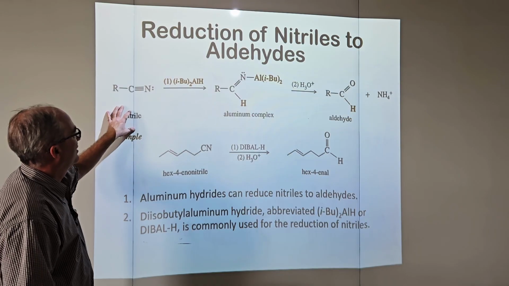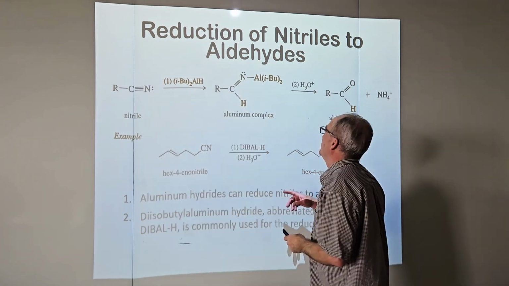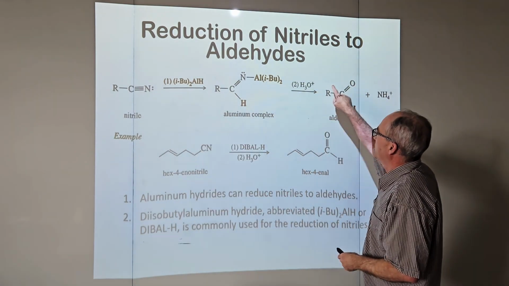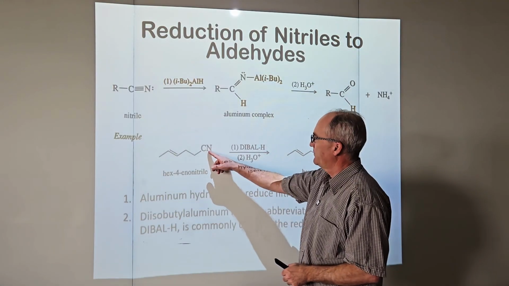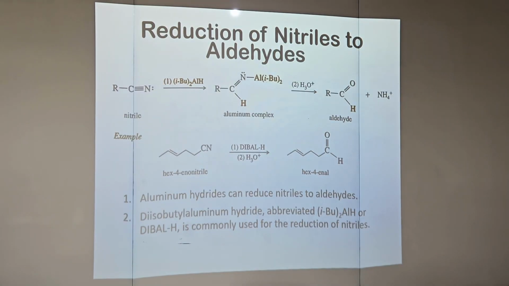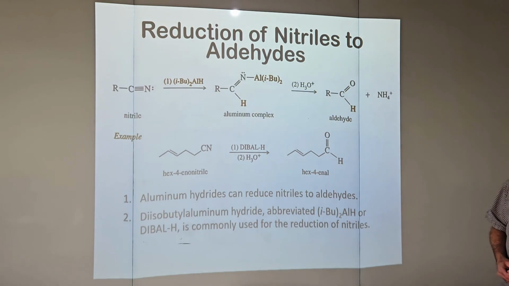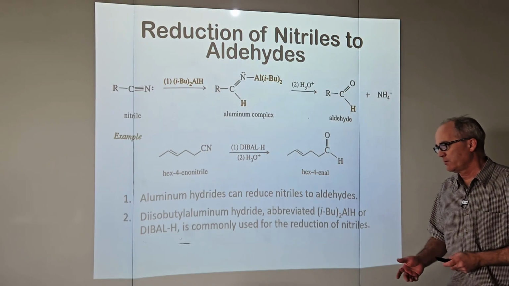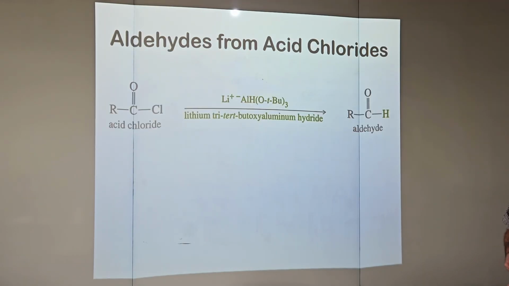Here's a nitrile, and notice we've added a hydrogen from the hydride. Then we add some water, and you can think of it putting the oxygen there. So here's an aldehyde. Here's a real life example. Notice it doesn't reduce the double bond. Aluminum hydrides can reduce nitriles to aldehydes. Diisobutyl aluminum hydride, abbreviated DIBAL-H, is commonly used for the reduction of nitriles. Nitriles to aldehydes, aldehydes from acid chloride.